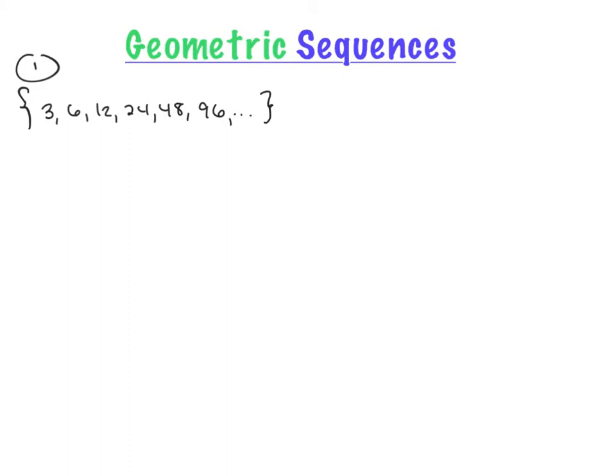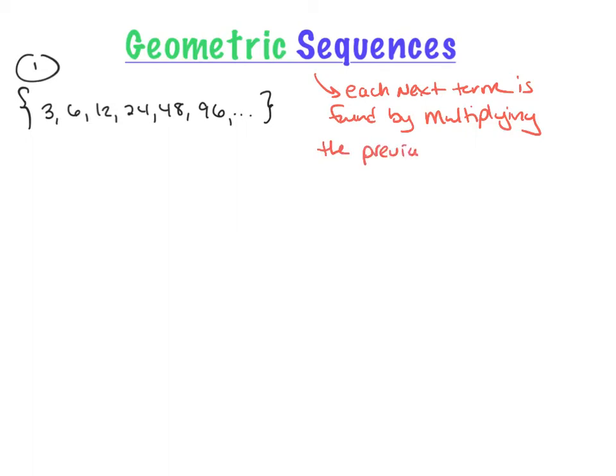This is an example of what we call a geometric sequence. And a geometric sequence is a sequence where each next term is found by multiplying the previous term by the same number, what we call a common ratio, that we generally use R for short.